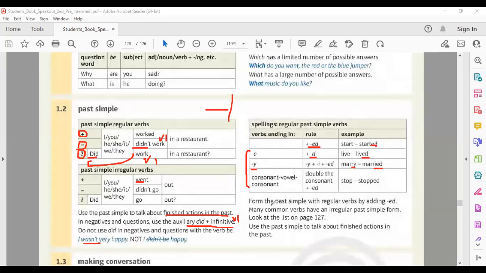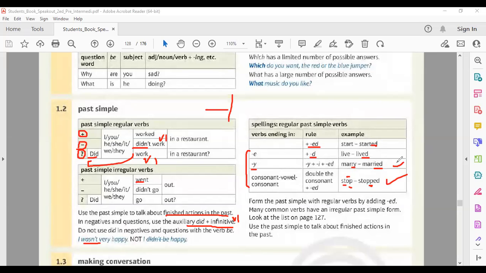Now we have a rule called consonant vowel consonant. This is a very important rule and many students don't pay attention to it. When you have consonant vowel consonant, you double the consonant. I'll give you an example, the verb stop. You see, consonant, vowel, consonant. T is a consonant, O is a vowel, P is a consonant. Here we double the last consonant. It would be stopped.